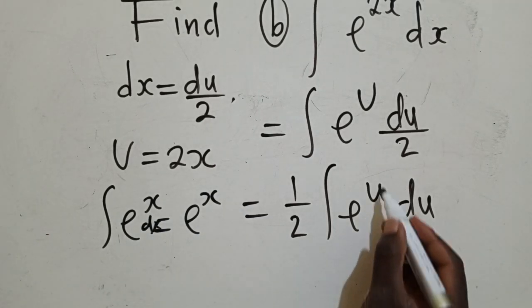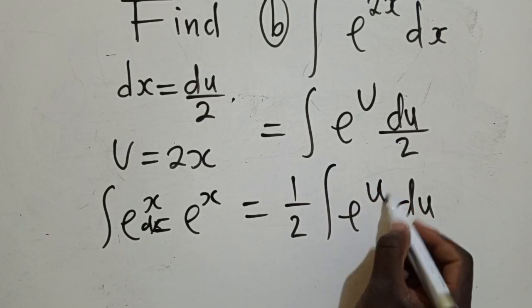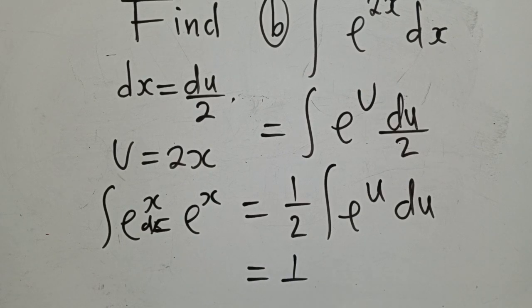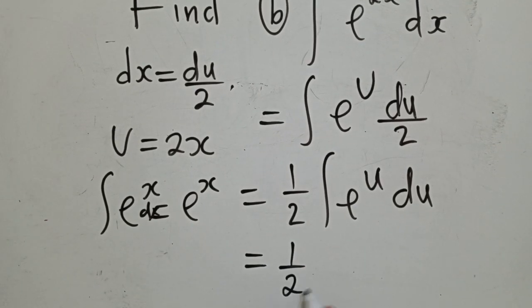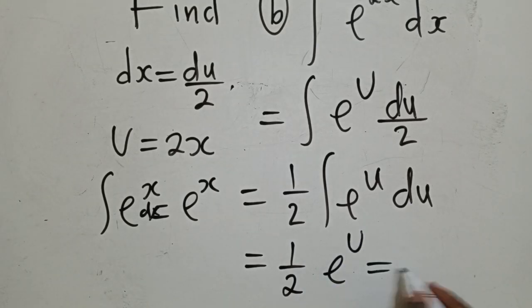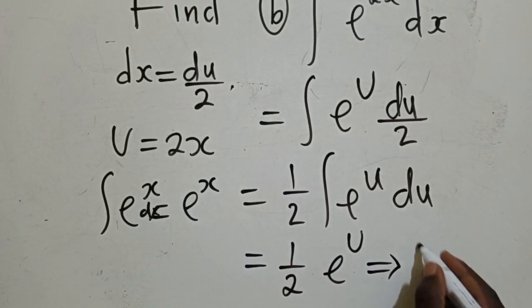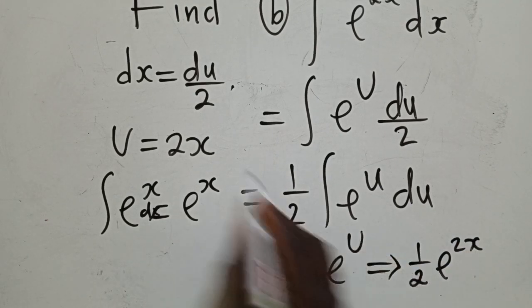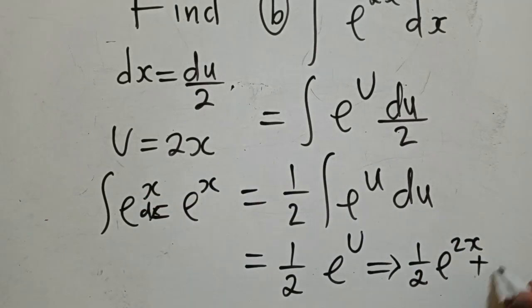So now, if you're able to see nicely, this one is just alone here. So the integral of what is here will just be the same thing that is right there. So 1 over 2 e power u, which would definitely give us what? 1 over 2 e power 2x, because our u is 2x. We even say plus c, like this. So these are some of the basics that I wanted you guys to understand before we do an example.